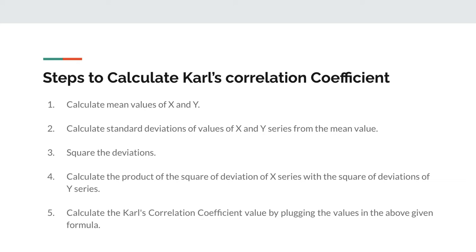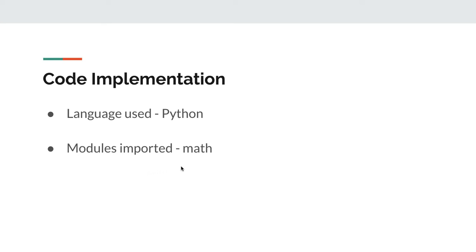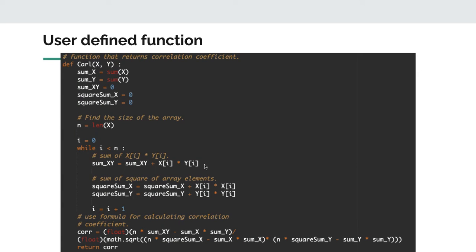Now, we have implemented this particular calculation in a Python program, and we have used the math module. Let us go over how the function has been defined. Here, x and y denote the two signals. Sum of x denotes the sum of x, sum of y denotes the sum of y. Then if we go down in this while loop, we are calculating the sum of xy and the square sum of x as well as the square sum of y. And lastly, here we calculate the correlation coefficient using the formula given above.